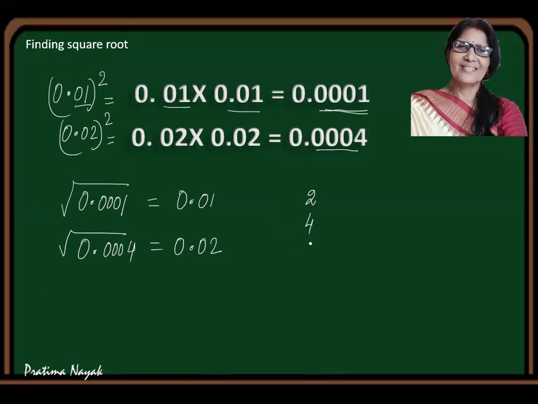So a decimal which is a perfect square must have 2 digits after the decimal, or 4 digits after the decimal, or 6 digits after the decimal. If it has 3 digits, it won't be a perfect square. If it has 5 digits, it won't be a perfect square. With this knowledge, let us start how to find it by the division method.